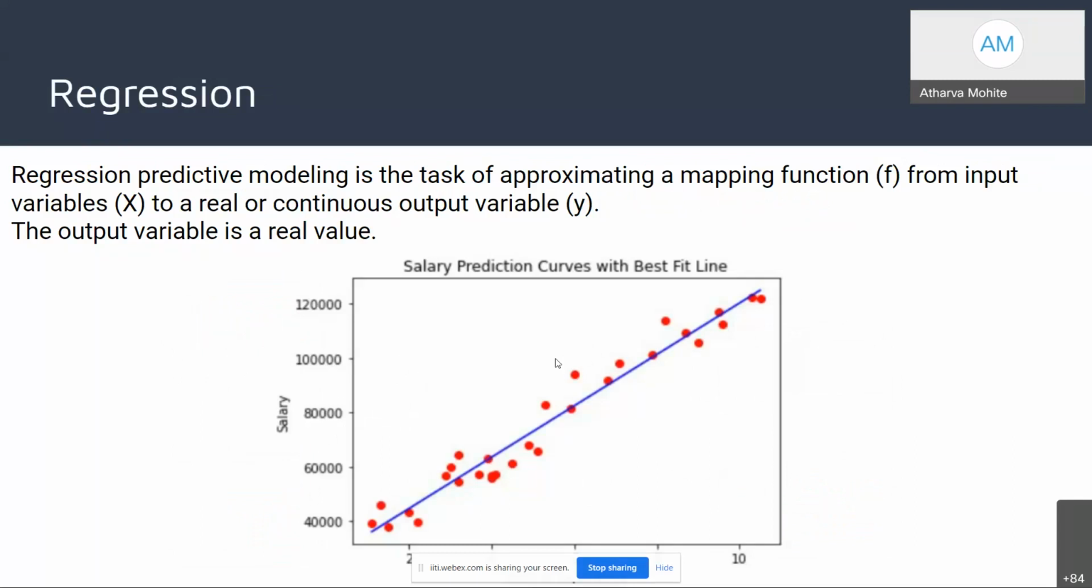In this example, the model is trained based on the data of salary and experience. Now, for a new input experience, the salary can be predicted. Salary is not a category, but a real value. Therefore, this problem comes under regression.